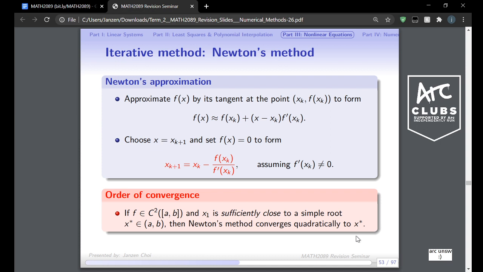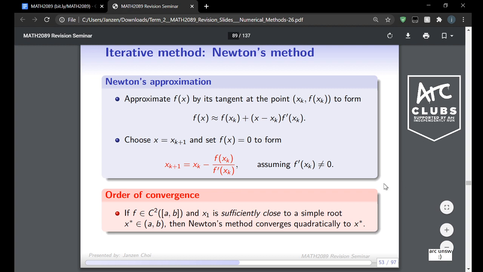Alright, so for Newton's method. Newton's method uses a rearranged version of the tangent formula here. Basically, in rearranging it and replacing one of the x terms here with a subscript k plus 1, we can approximate the root of a function, a nonlinear equation.